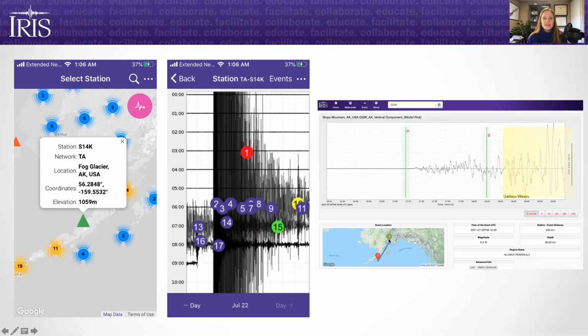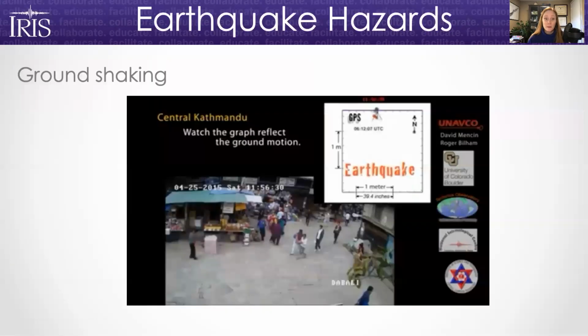Okay, so that's a lot about how we measure earthquakes and what we're looking for. How do earthquakes affect people?